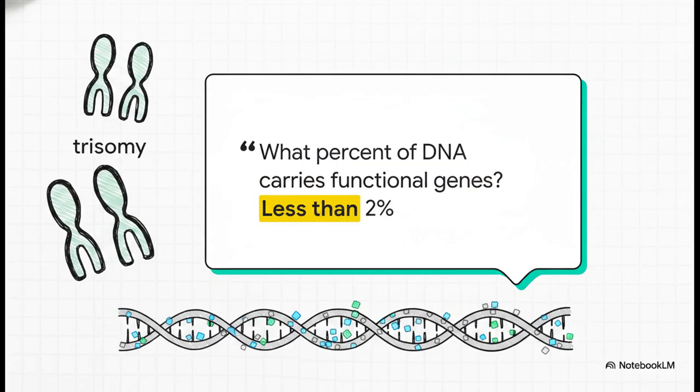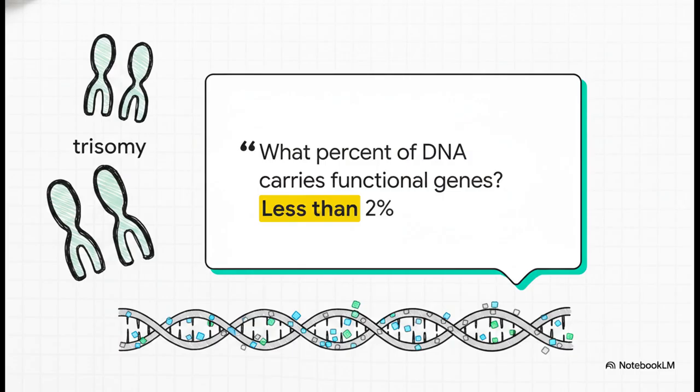A normal human genome has 46 chromosomes. Tri means 3. So in trisomy, like Down syndrome, instead of a normal pair, you actually have 3 copies of a specific chromosome. 46 plus that 1 extra gives you 47 total.